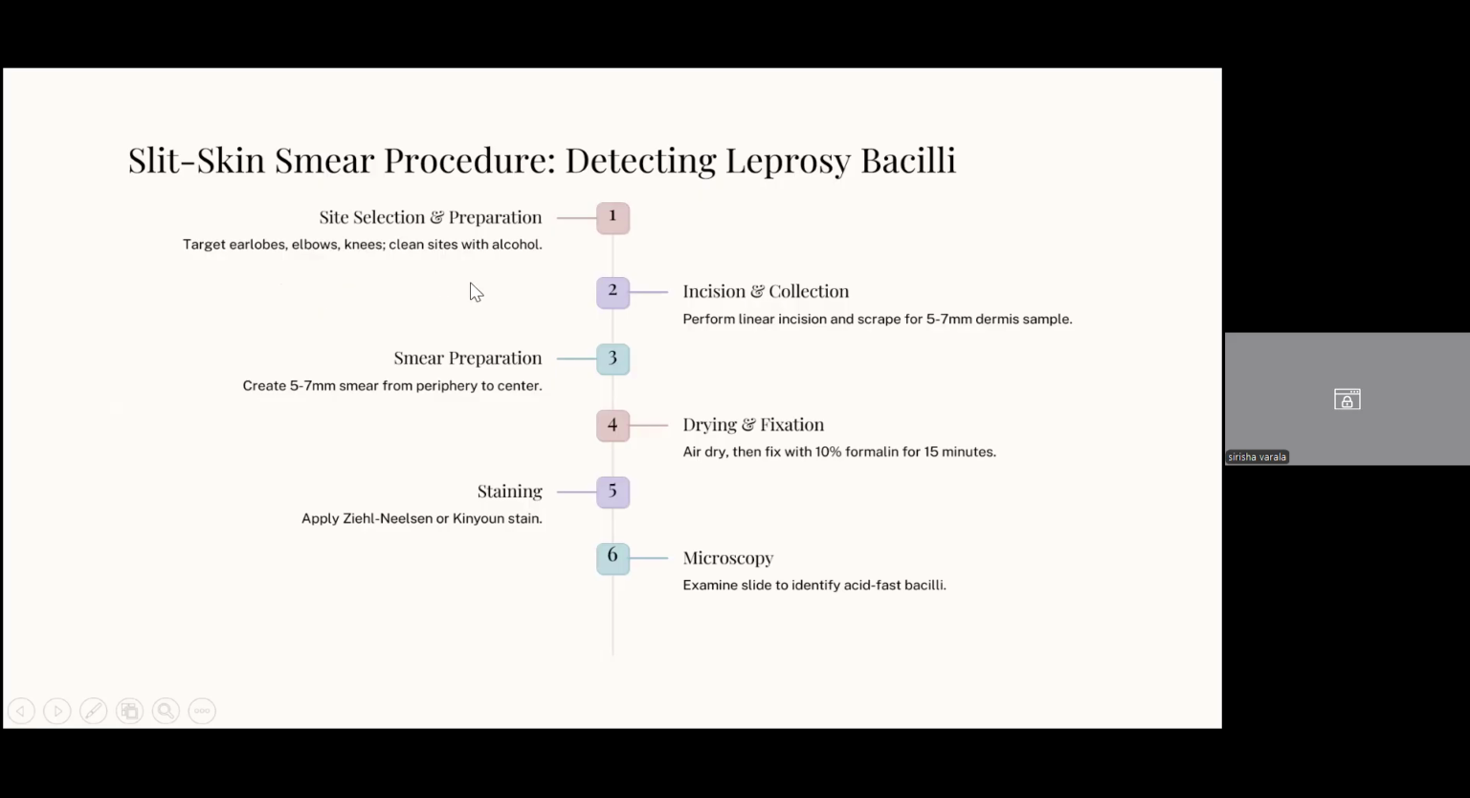Clean the sites with alcohol. You are going to perform a linear incision and scrape the dermis sample up to 5 to 7 millimeters long. Then you take that and smear from periphery to the center. Then you're going to air dry and fix it with 10% formalin. Then you apply Ziehl-Neelsen staining as described earlier and examine under microscope.